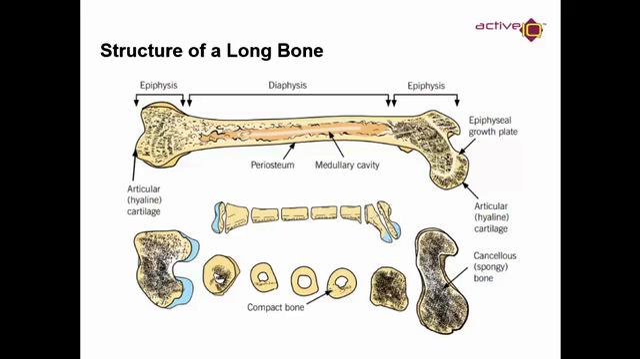So be aware: diaphysis, epiphysis on each end. We have the growth plate and we have the cartilage on the end of the bone. And this bone is hollow. It has the medullary cavity in the middle, and that's where the production of the red and white blood cells goes on.